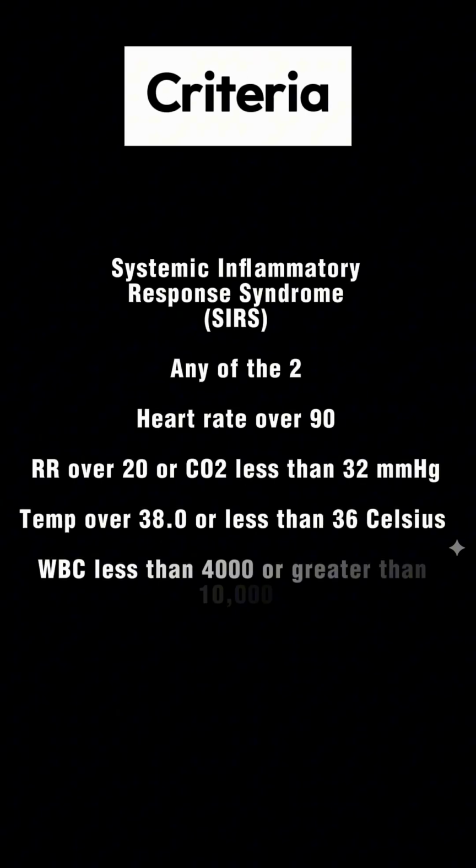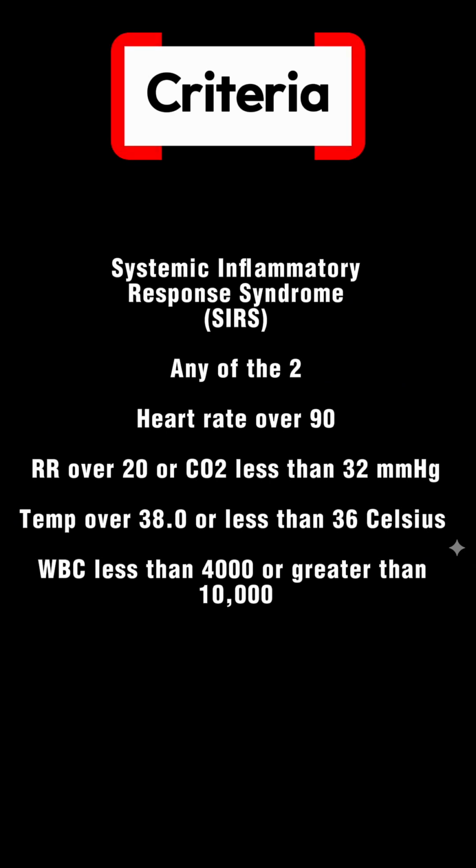When considering sepsis, first we need to evaluate for SIRS criteria, or Systemic Inflammatory Response Syndrome. In the pre-hospital setting, we have to do a modified version of this because we're unable to test for an elevated white blood cell count. What we're looking for is any two of the following: a heart rate over 90, respiratory rate over 20, or end-tidal CO2 less than 32, a temp over 38 or less than 36 degrees Celsius.